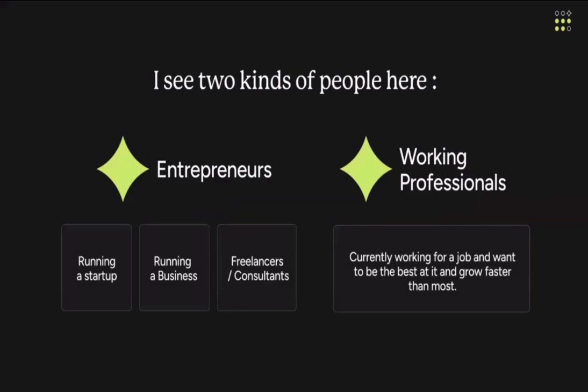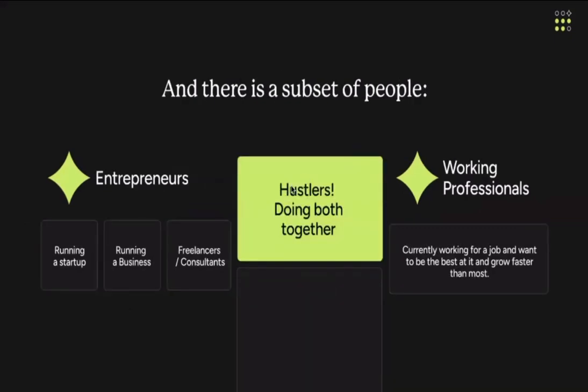There are two kinds of people. And of course, there are a few smart cookies there as well. And those smart cookies are hustlers. Drop a heart if you are a hustler. React with a heart. A hustler is someone who is working a full-time job and also doing a side hustle. Look at that. I love that. So there are people who are hustlers as well.